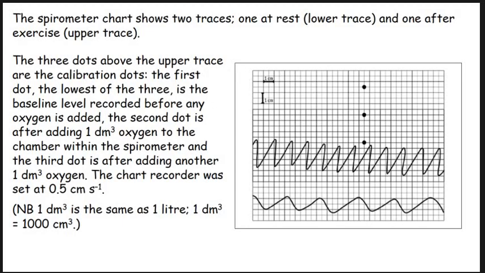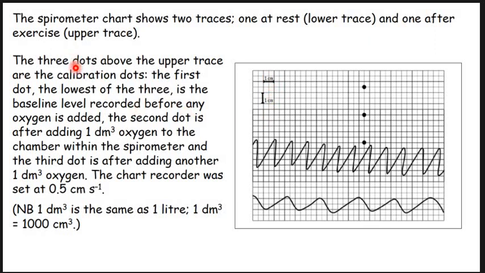So we have a spirometer chart here, and it shows us two traces, one at rest and one at exercise. You can see the person there, happily minding their own business, breathing in and out. And here's the one after exercise, the upper trace. We've got the 3 dots here. Remember, these are the 3 calibration dots. And we've got some details here of what the graph means.